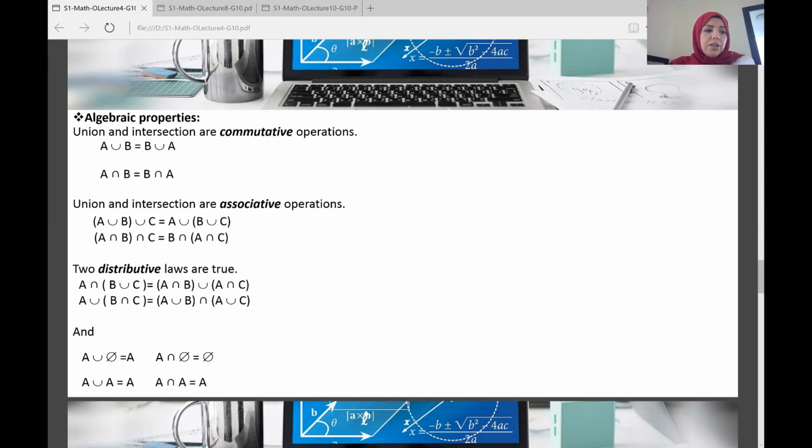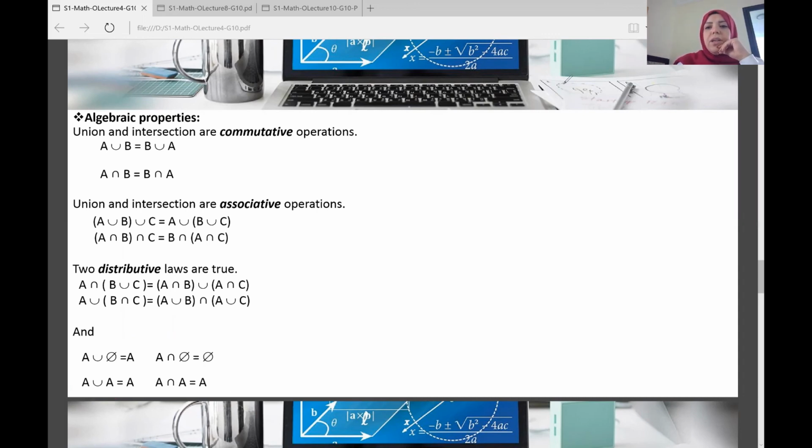Also, they are associative. What's the meaning of associative? It means (A union B) union C is the same as A union (B union C), so you can switch the brackets because it's associative. You also have to keep in mind that A union phi is A, A union A is A, A intersection phi is phi, and A intersection A is A itself.